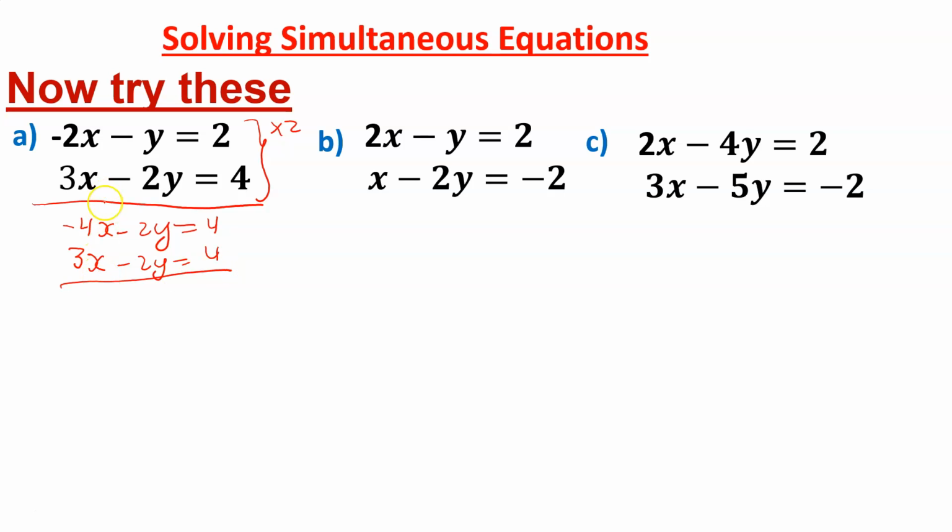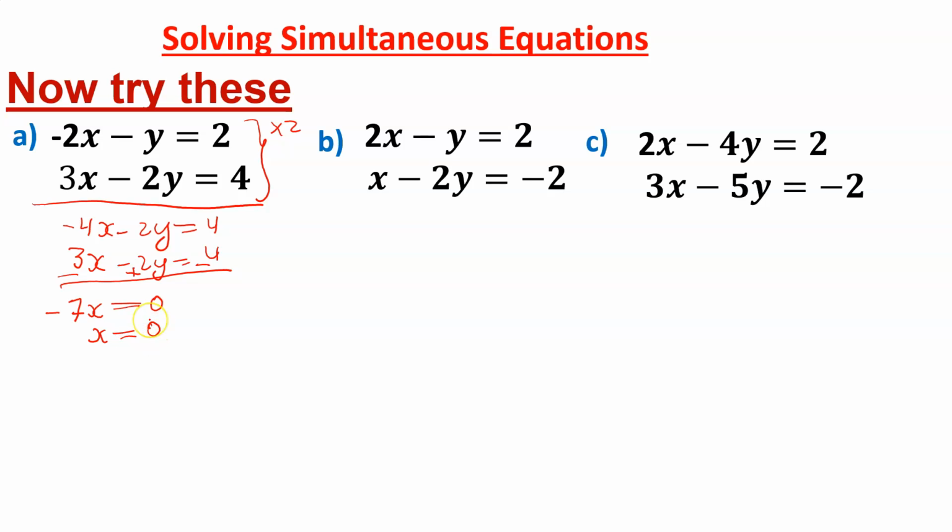Underline it. Because those two are the same, we need to take away the equations. Take away. So that gives you minus 4x minus 3x. Be careful. That's minus 7x. Minus 2y plus 2y is gone. That's the whole point. 4 take away 4, 0. So we find that our x coordinate is 0.